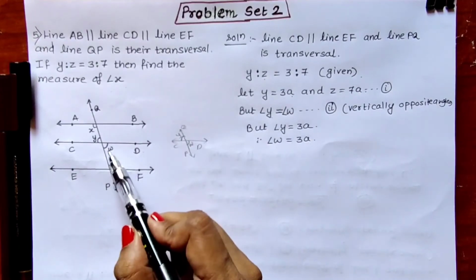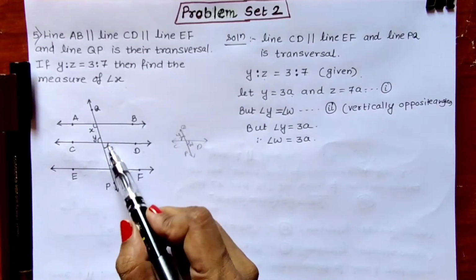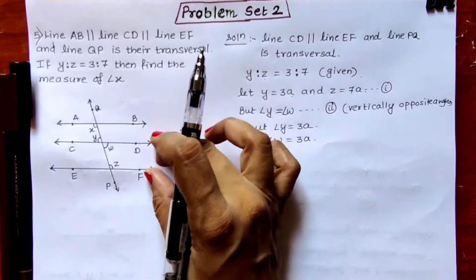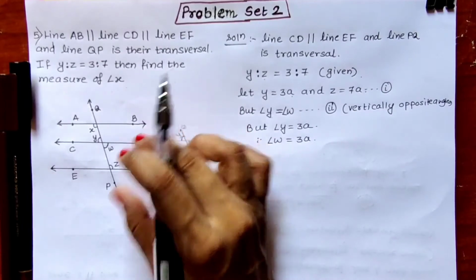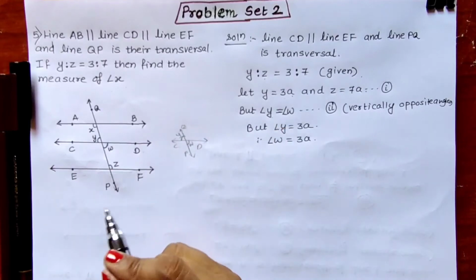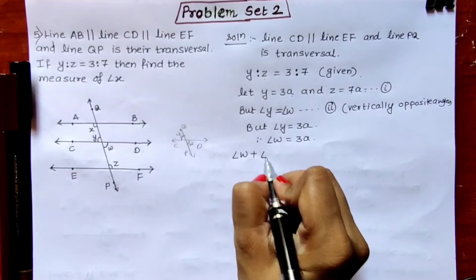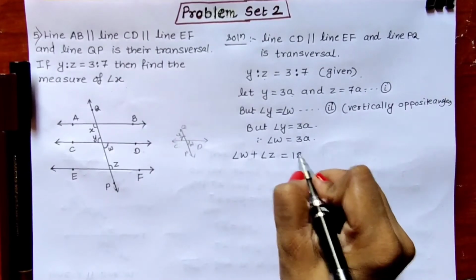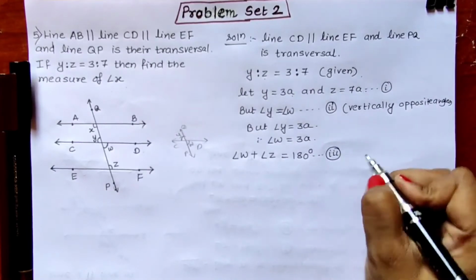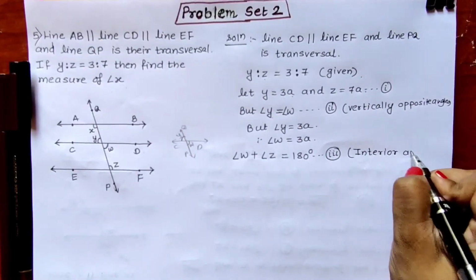Now let us see this angle W and angle Z. W and Z are interior angles on the same side of the transversal in two parallel lines. So the interior angles in two parallel lines which are on the same side of the transversal are supplementary. So we will be using the property of interior angles. Angle W plus angle Z is equal to 180 degrees. What is the reason for this? They are a pair of interior angles. So only interior angles we can write here. Reason: interior angles.